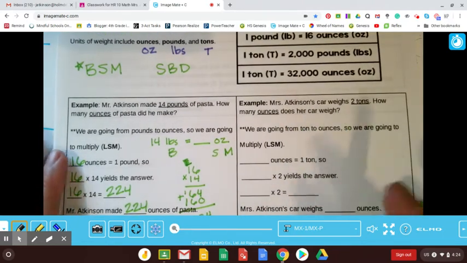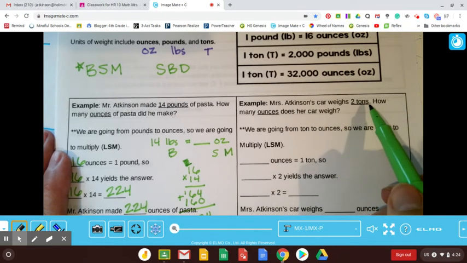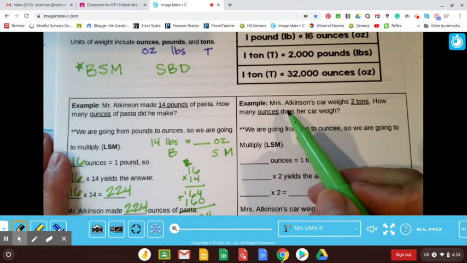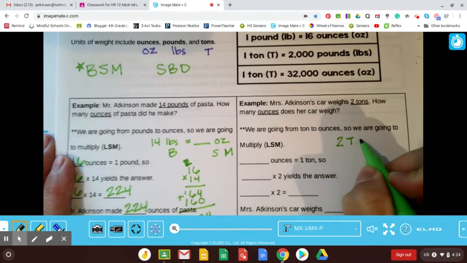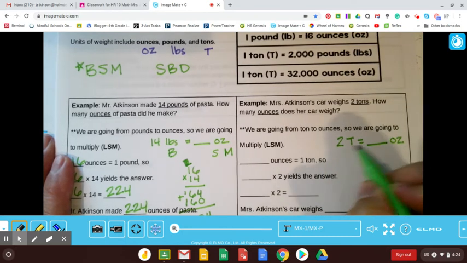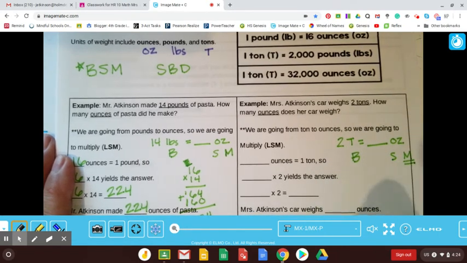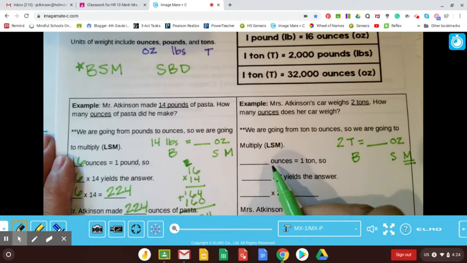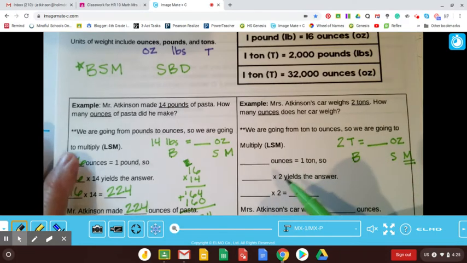Mrs. Atkinson's car weighs 2 tons. How many ounces does her car weigh? So we're saying 2 tons equals blank ounces. All right, well, tons is a very big unit. So we're going from big to small. So we're going to multiply. Big, silly monkeys.